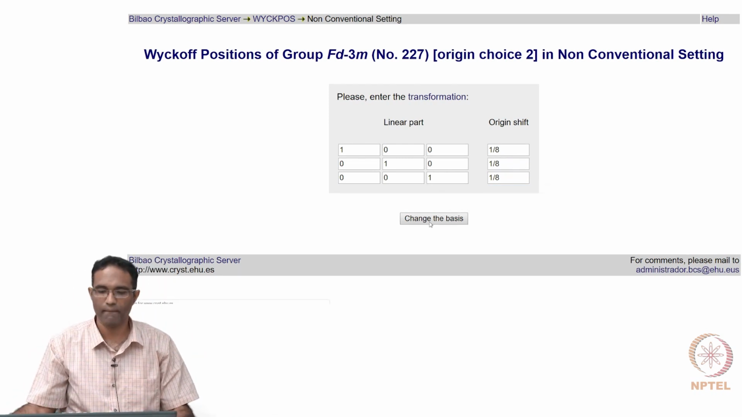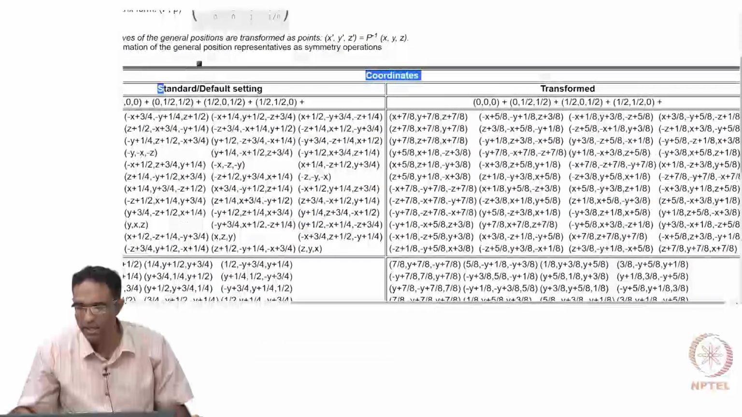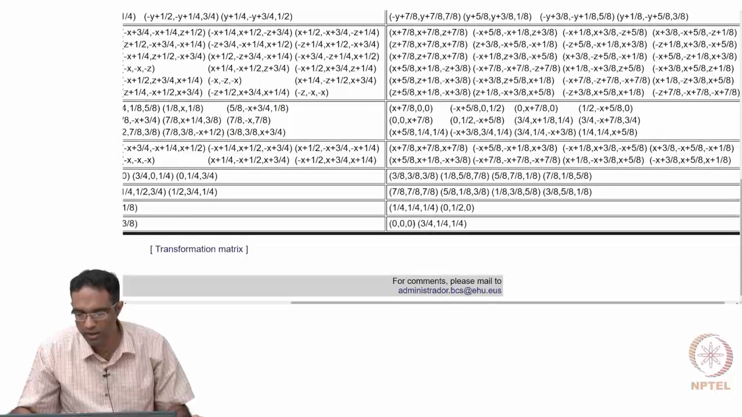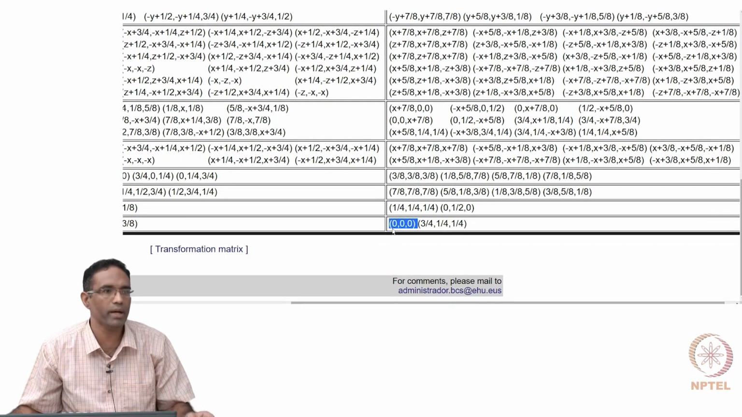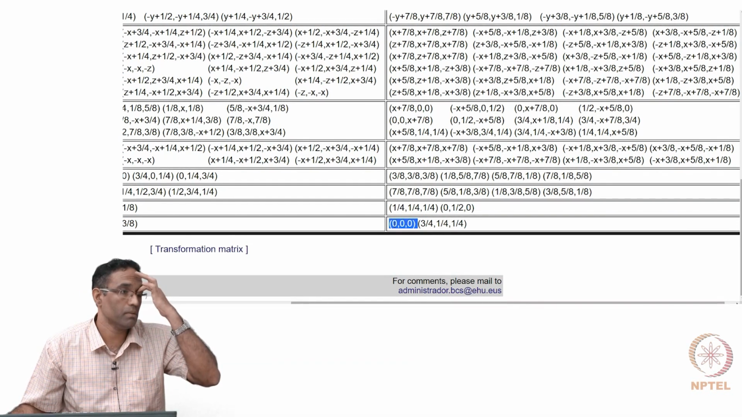and then click change the basis, and then it gives me on the left hand column the standard default setting, and on the right hand column it gives me the transformed thing, where 1/8, 1/8, 1/8 becomes 0, 0, 0, and basically 1/8, 1/8, 1/8 has been subtracted from all the various bases.